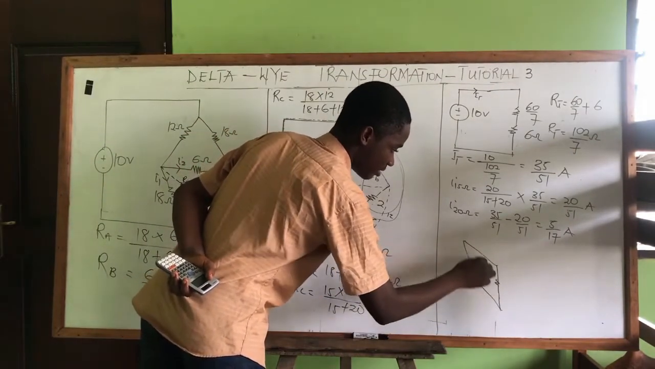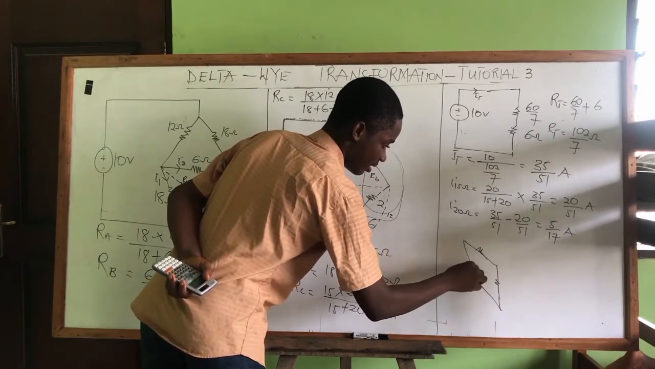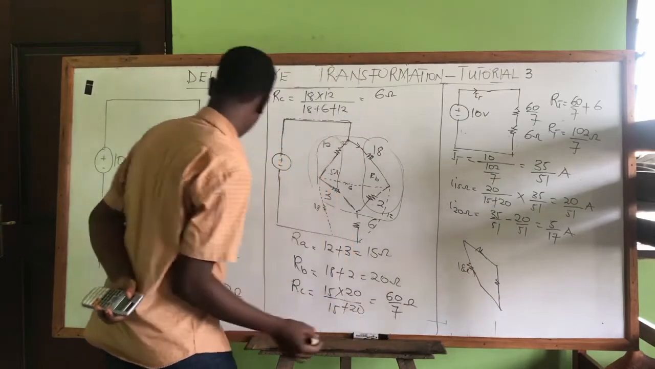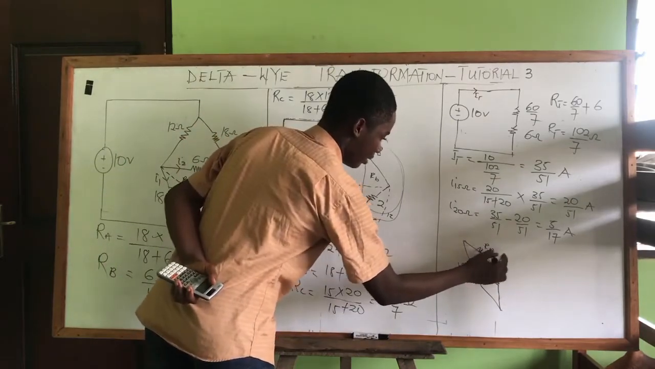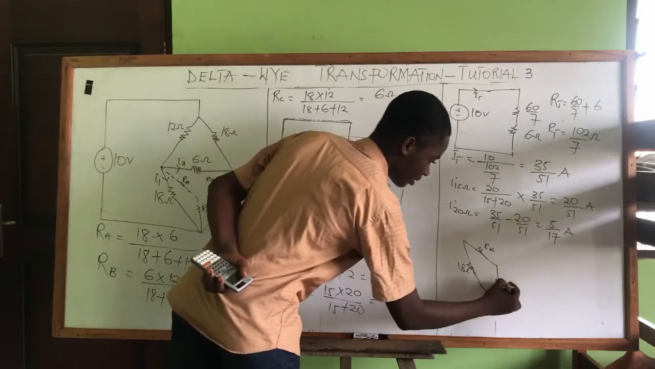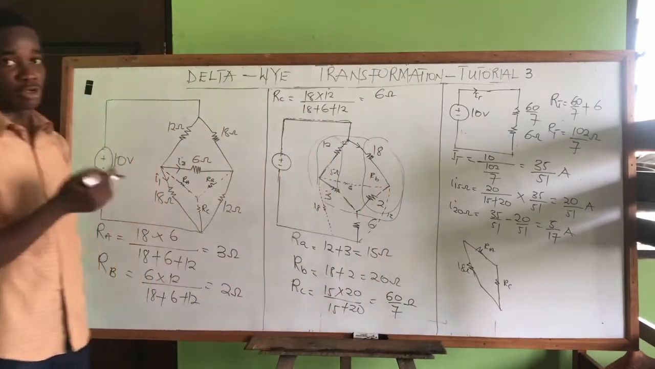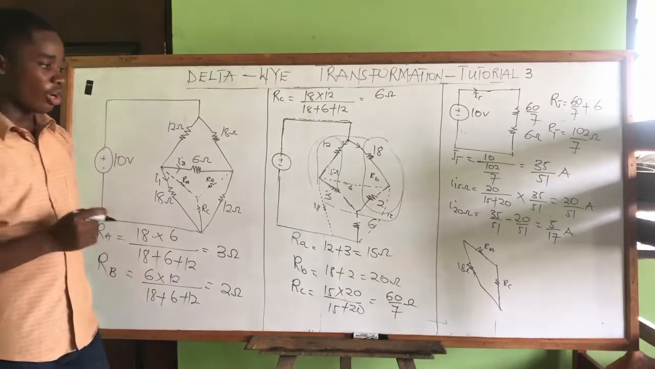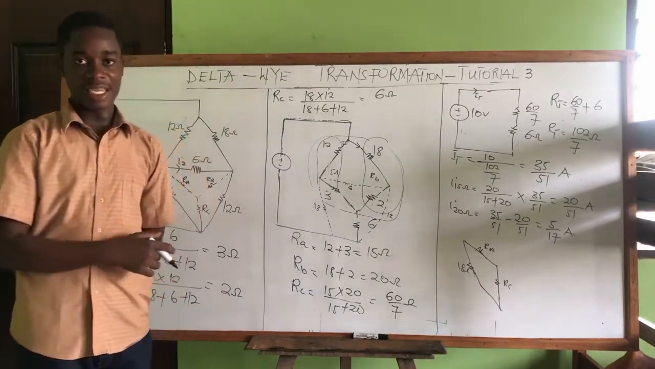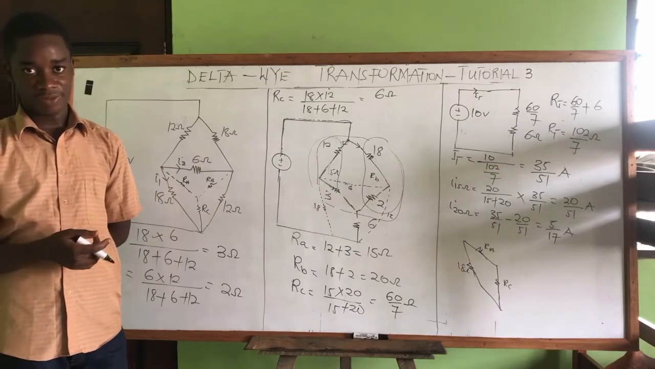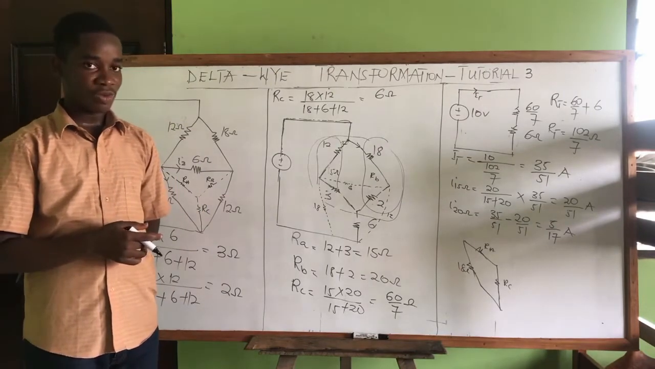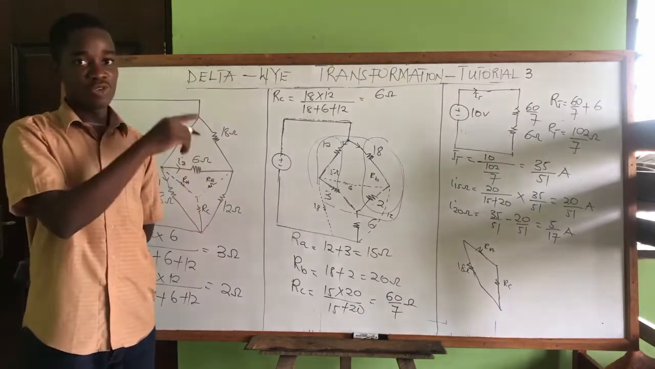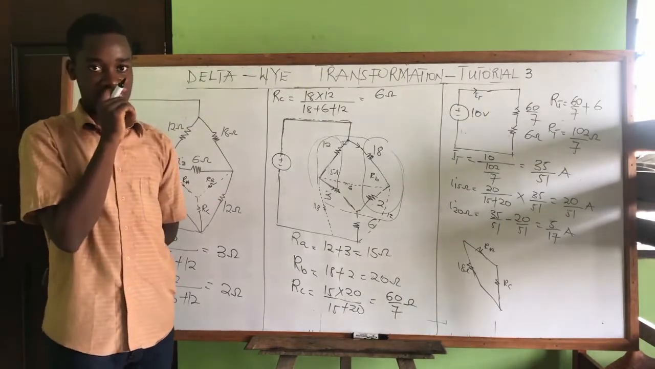So let's say this is RC, this is RA, this is 18 ohms. It forms a loop. And we know that from KVL, Kirchhoff's voltage law, the algebraic sum of voltages in a loop is equal to what? 0. So let's apply the concept of Kirchhoff's voltage law here and see something. Let's sum the voltages in that loop, equate it to 0, and see what is happening.